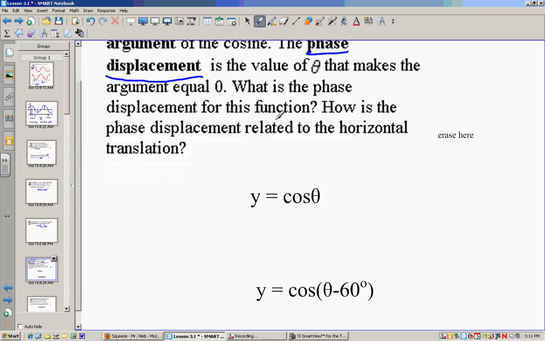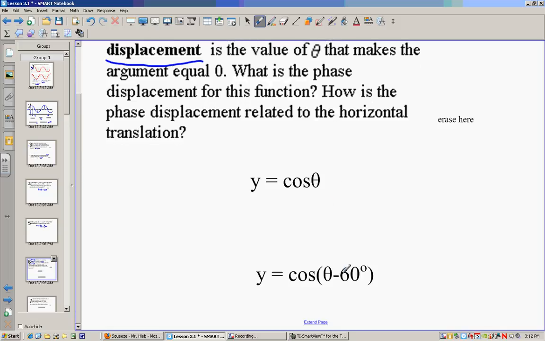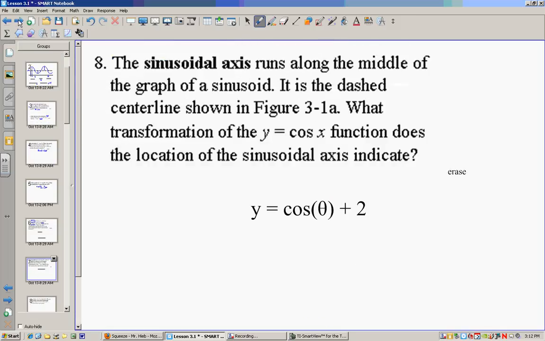So how is the phase displacement related to a horizontal translation? Really, it's the same thing. I'm just moving that graph to the right 60. Now the sinusoidal axis: if I want to move the graph up and down, I'll want to put something at the end of the function. So this would move the graph up 2.